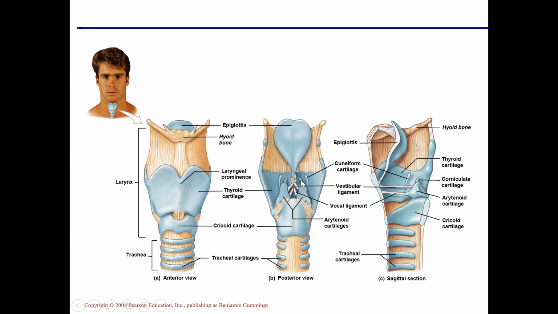On the tip is called, what is this little one here? Corniculate cartilage. And then on the lateral side, the structure embedded in the connective tissue is called the cuneiform cartilages. Okay, a pair. So these cartilages definitely are the muscle attachment sites.